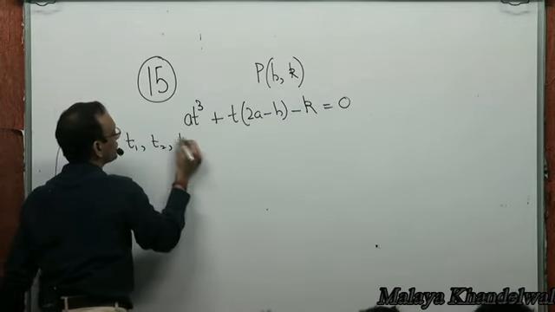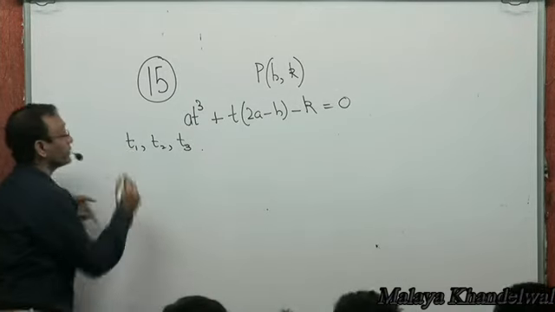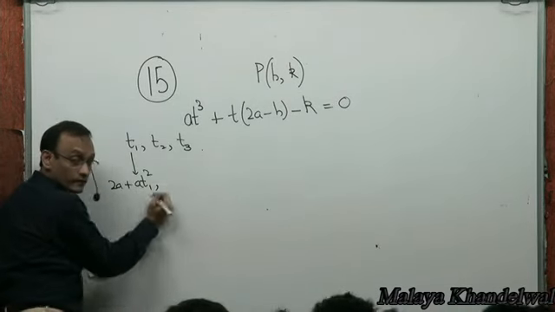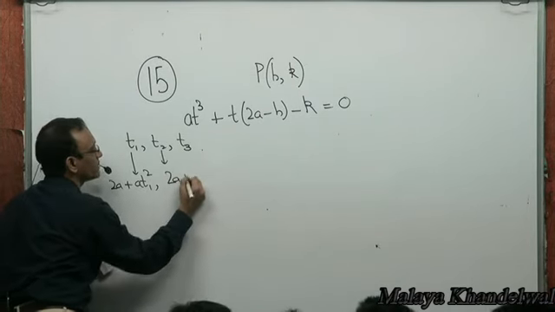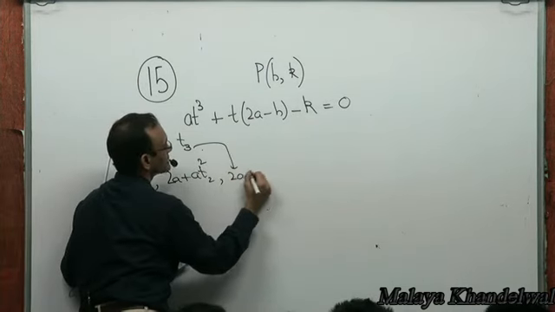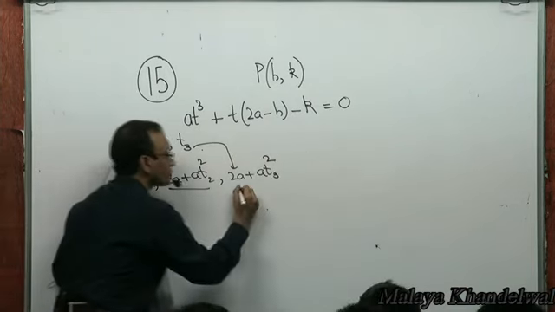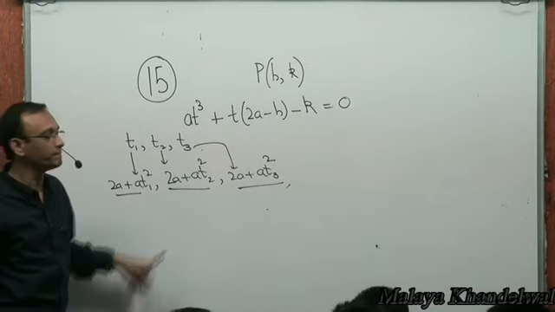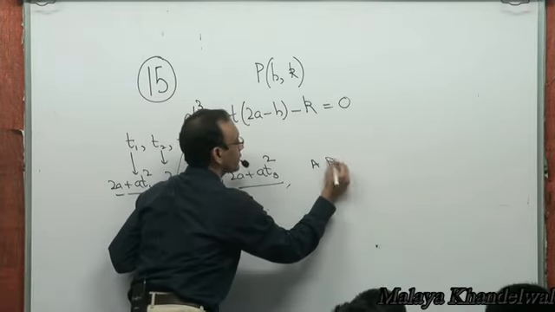T1, T2, T3 are the feet of the three normals. The normal at T1 would intersect the x-axis at 2a plus a T1 squared. T2 would intersect the axis at 2a plus a T2 squared. And T3 would be 2a plus a T3 squared. These are the x coordinates of the points with the axis of the parabola. Yes or no? I have discussed this, right? And they are in AP. These numbers are in AP. That's given.